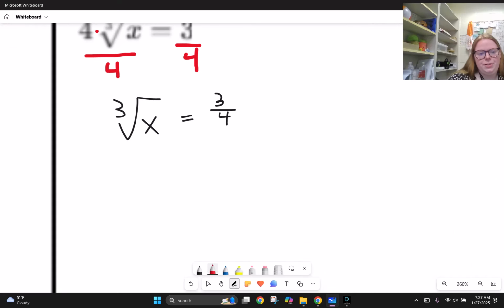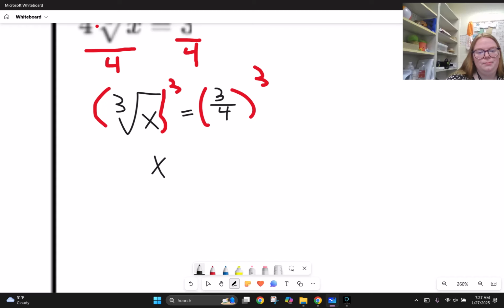Next, we need to get rid of this cube root, and to do that, we need to cube both sides. Oops, that's a weird looking parentheses, but I swear it's parentheses. You can cube fractions, no problem. Just make sure you're cubing the entire thing.